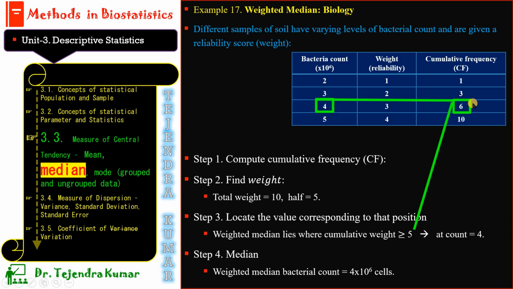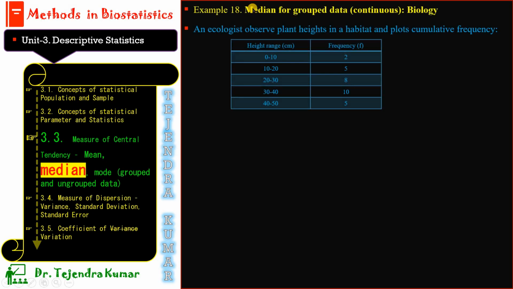So now the median is 4, because this is a discrete frequency distribution, and that's why we will take this as such the value of x. So the weighted median bacterial count is 4 into 10 to the power 6 cells, because we will take 10 to the power 6 from here. Okay. In the next example, median for grouped data or continuous data.